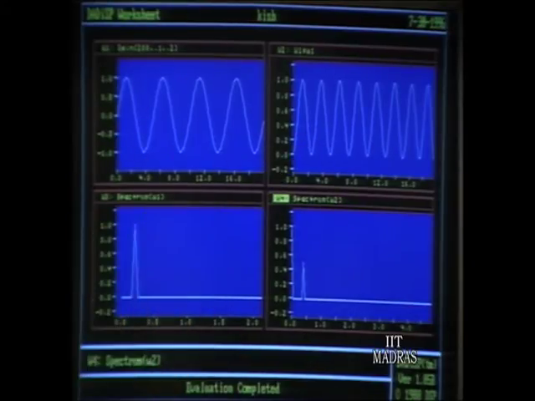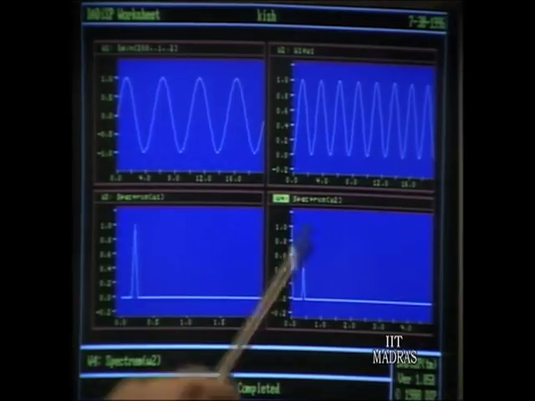This is a function which is obtained by squaring this, and the spectrum of that obviously consists of a DC term plus a sinusoid which has twice the frequency of the fundamental, and these are the two lines corresponding to that. This is a DC component and this is the sinusoid, and all other harmonics are absent.